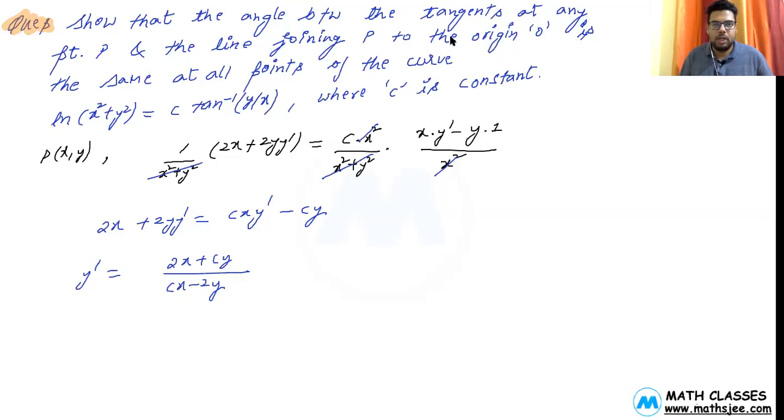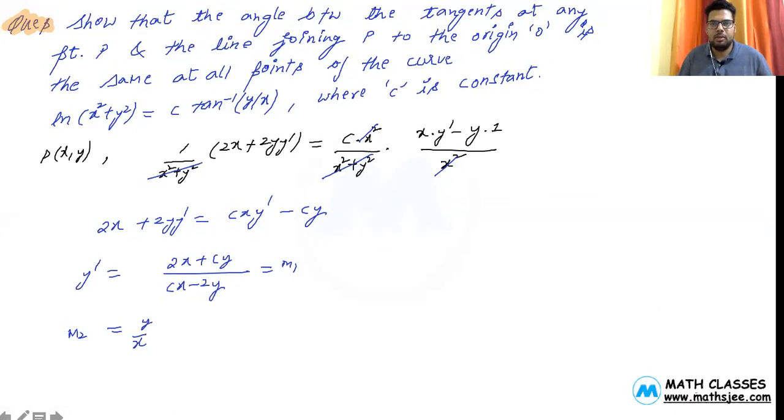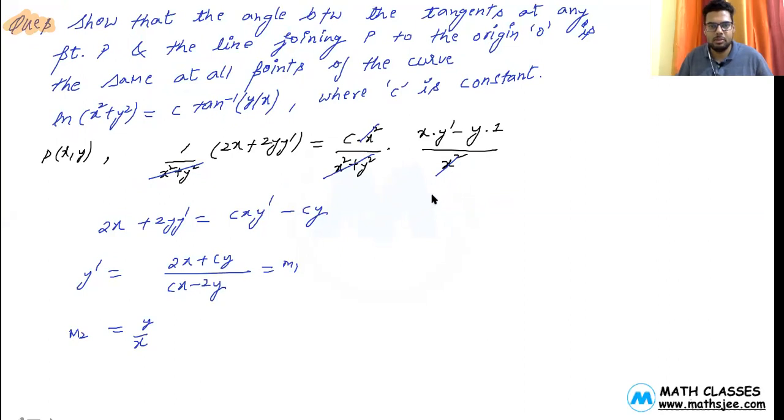And you can join the point P to the origin, right? And let us say this is m1. So that m2, or you can say slope of the PO, right? y minus 0 by x minus 0. So that will be y by x. Now the tan theta between these two will be same as applying the formula mod of m1 minus m2 upon 1 plus m1 m2. So let us say this is 2x plus cy divided by cx minus 2y.